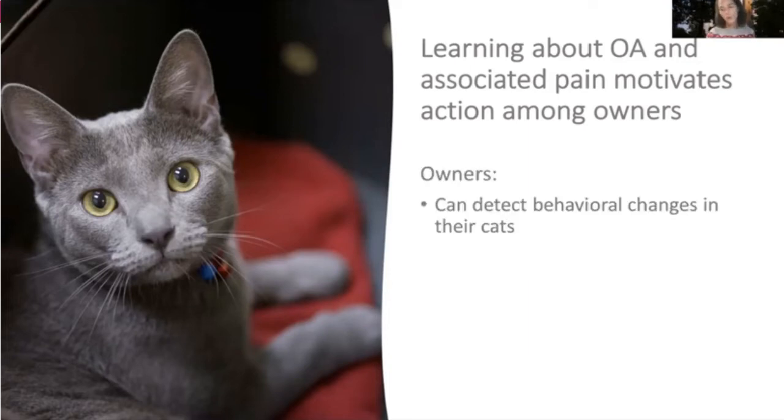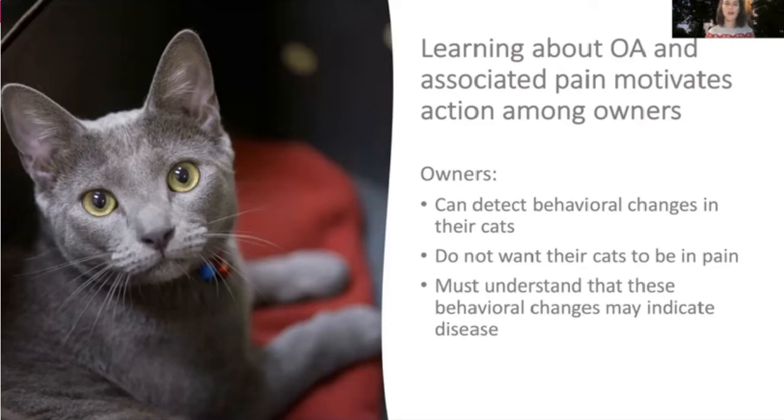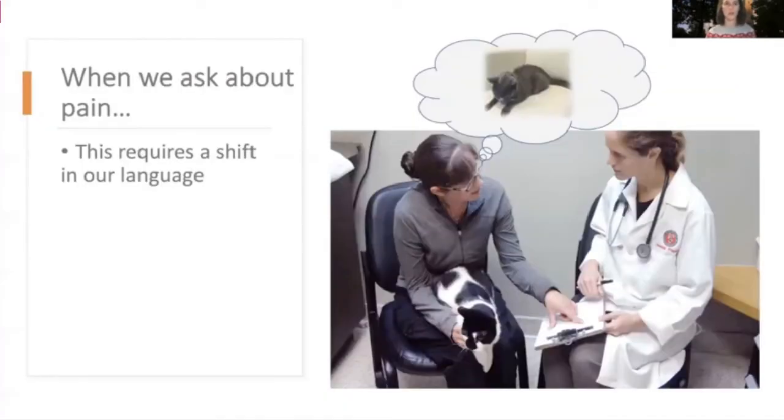They don't want their cats to be in pain, right? They can detect behavioral changes in their cats. We've seen this over and over again in our trials. We know that they can see them if they know what they're looking for. We know that they can see the ones that improve and the ones that don't improve when analgesic treatment is given. They don't want their cats to be in pain. So once they recognize that there might be pain there, they want to do something. But the gap is understanding that the changes that they're seeing may indicate disease. And that's the important piece that we really need to engage owners with.